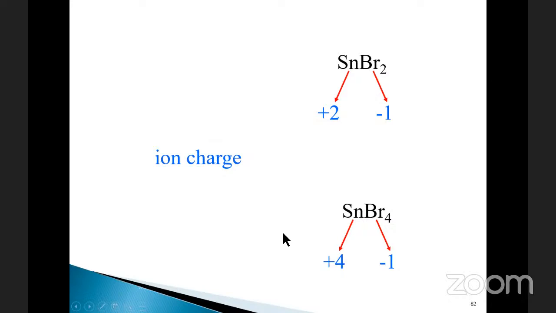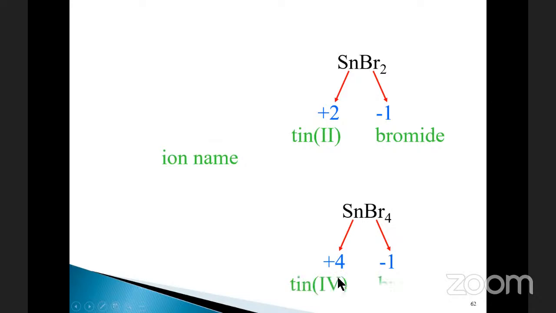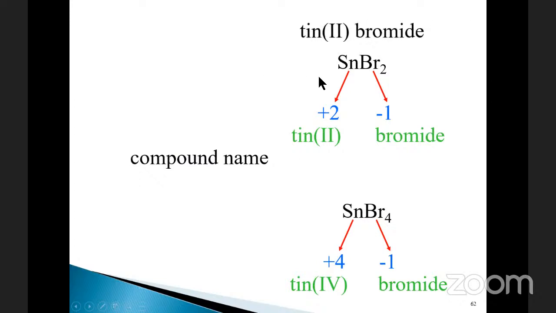The bromide will still be -1. So the ion names would be, in the case of this one, tin 2 and bromide, and in the case of this one, tin 4 and bromide. When you put the names together, the name of the first one will be tin 2 bromide, and the name of the second one will be tin 4 bromide. That's basically how we name these types of compounds.